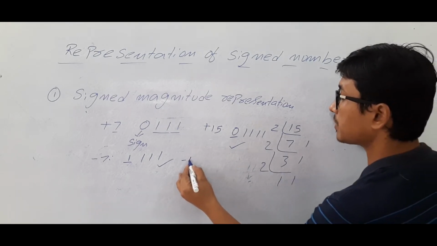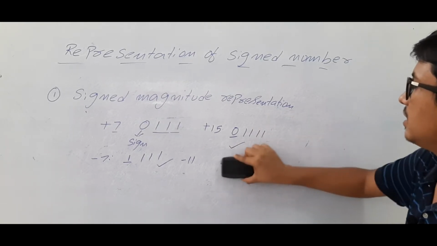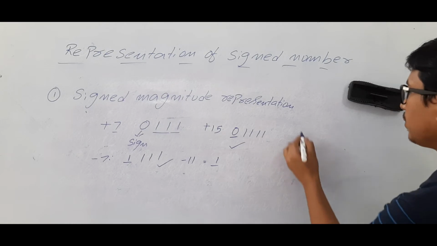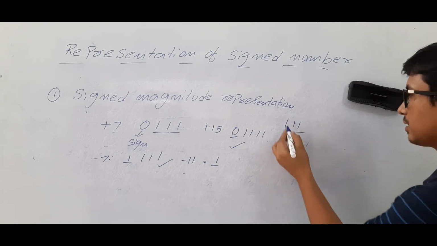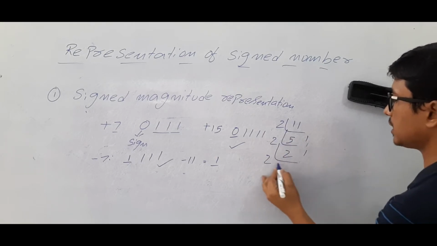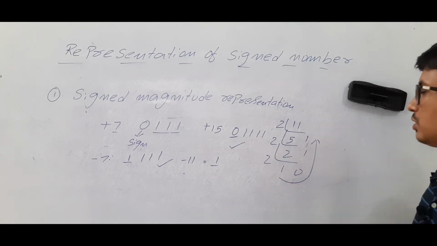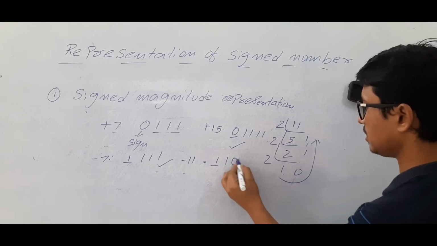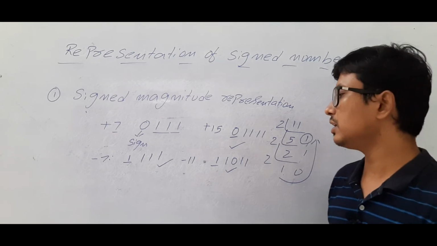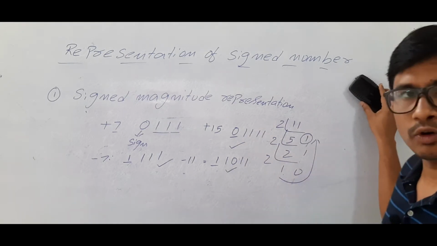Let's take that I want to represent minus 11 using the sign magnitude representation. We will see. As it is a negative number, the sign bit will be 1. Now I want to convert the 11 to a binary number. Okay, so 5 is a 1, 2 2 is a remainder 1, 2 1 is a 0. So you got 1 0 1 1. You have to take it from the bottom to the top. So 1 will act as the MSB. This one will act as the LSB. So this is the way we will represent a negative number using the sign magnitude representation. So I hope you have understood.